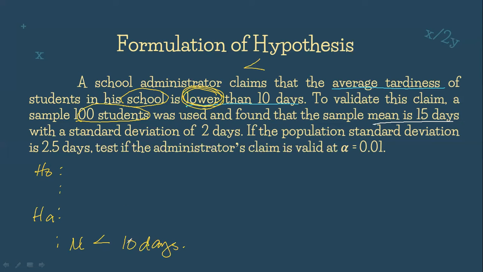So kapag binaliktad po natin ito, we have here mu is greater than or equal to 10 days. Opo. So yan po yung kabaliktaran ni less than, greater than, pero isasama natin si equal because we are referring here to the normal curve. At ang normal curve po, my dear students, is 100%. Kaya kailangan may unequal po siya. Opo. To satisfy our normal curve na 100%.